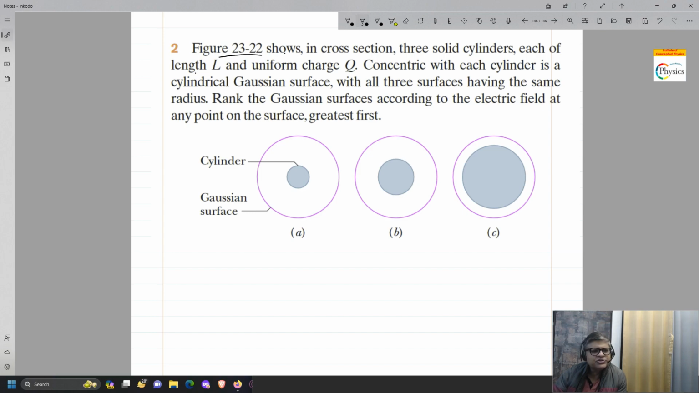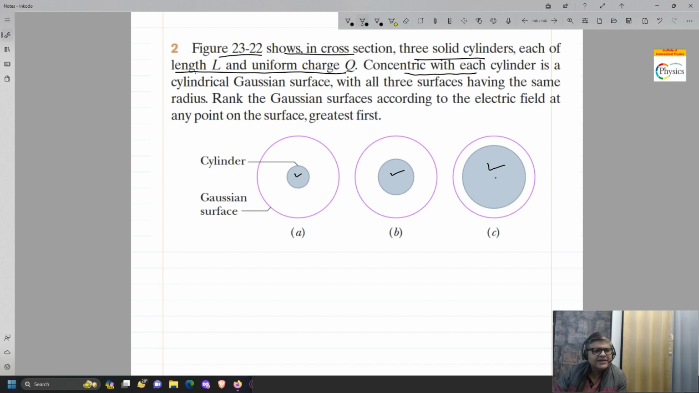Figure 23 shows in cross section 3 solid cylinders, each of length L and uniform charge Q. So these are the cylinders. The charge on each one of them is Q, although the volume it occupies here is the maximum. So the charge density here is least, the charge density here is medium, and the greatest charge density is here. Remember, these are not point charges, but we will discuss that later.